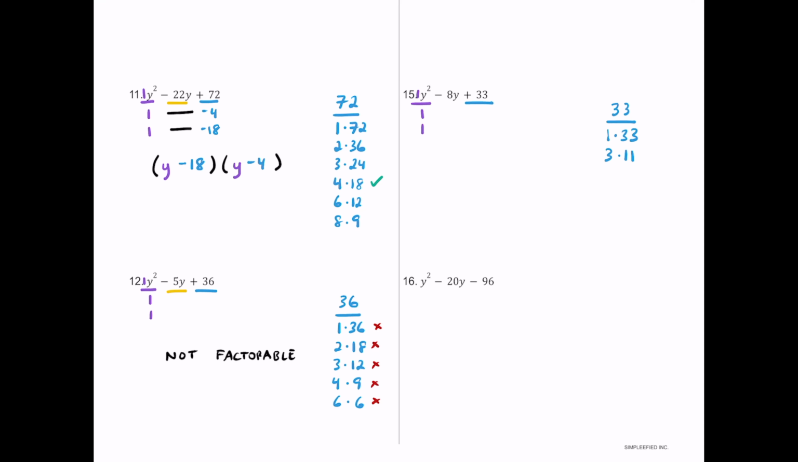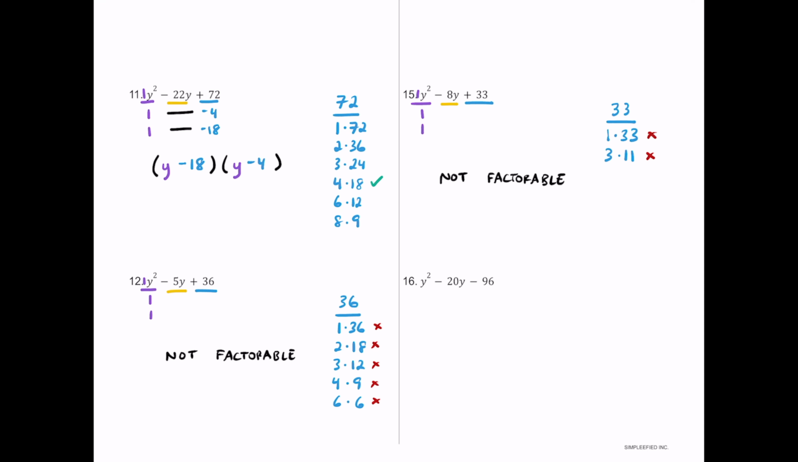And both numbers that we're using have to be negative because of this -8y and because 33 is positive. So we need 2 numbers that add to get to 8. But the problem is that these add to get to 34 and these add to get to 14. So neither of those add to get to 8 or -8. So just like number 12, we would say that this one is not factorable. Okay, so not factorable. Can't factor this one.